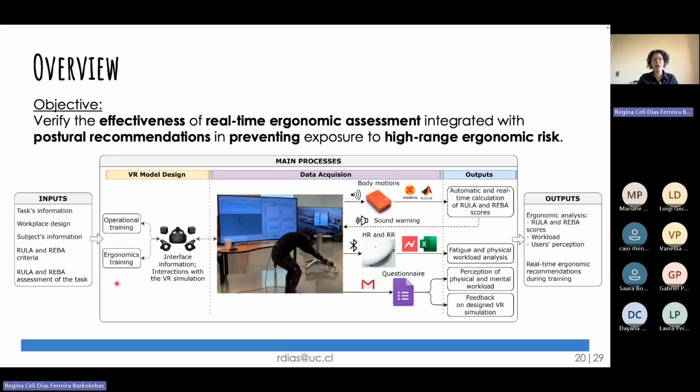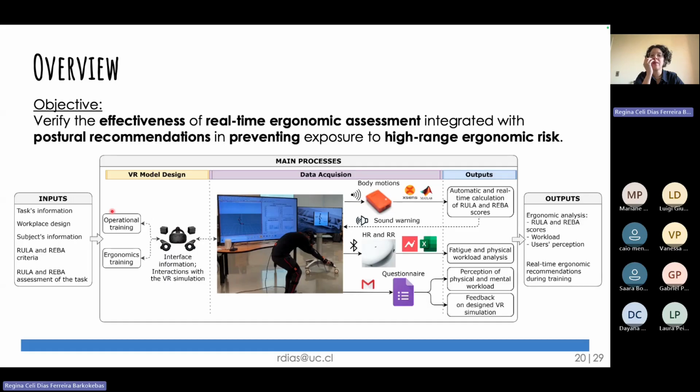So here the main goal was to verify the effectiveness of providing real-time ergonomic assessment and ergonomic training for workers to prevent exposure to high-range ergonomic risk. So we are basically trying to keep workers from reaching that level, which, if they reach it many times in the day, might cause a serious injury. So to do that, I continued to have some operational training using my virtual reality.